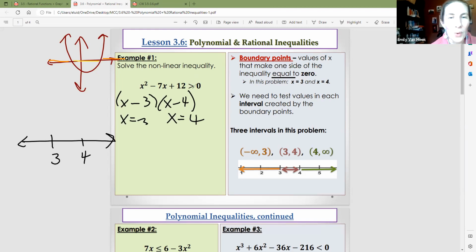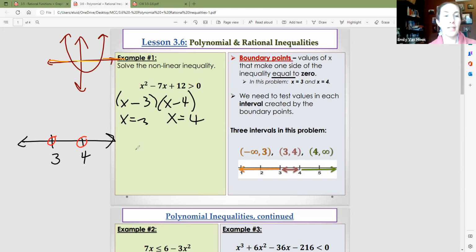Now, notice this inequality does not have an equal sign. So we know we're not going to include these endpoints. Feel free to put little open circles around them to remind yourself, don't include those numbers. They don't work in the inequality because there's no equal sign there. What we're trying to figure out now is which of these intervals actually are included in the solution set.